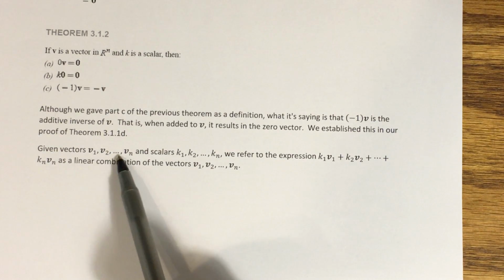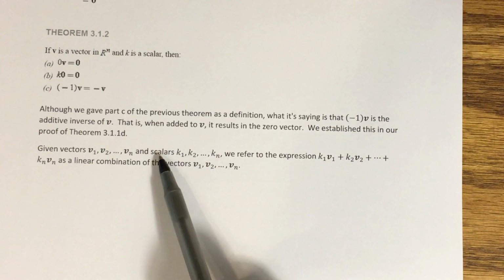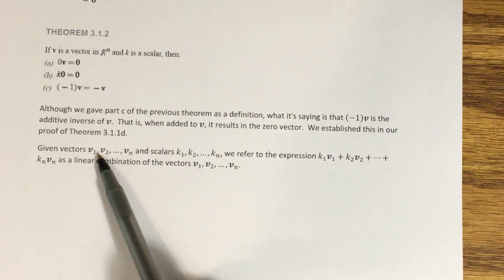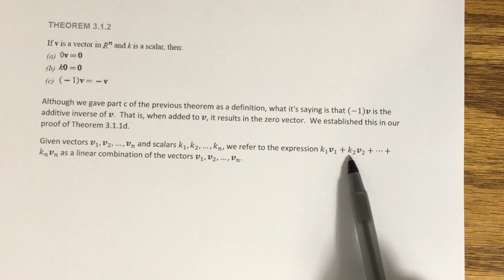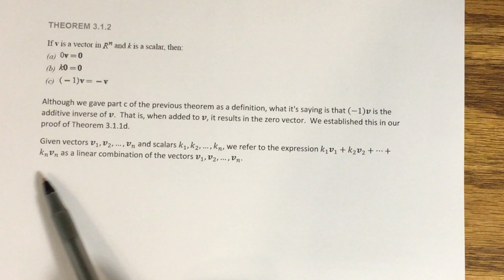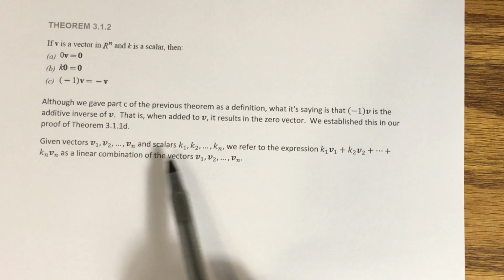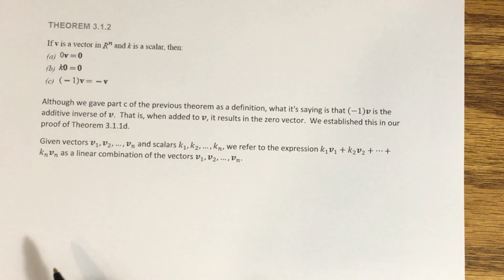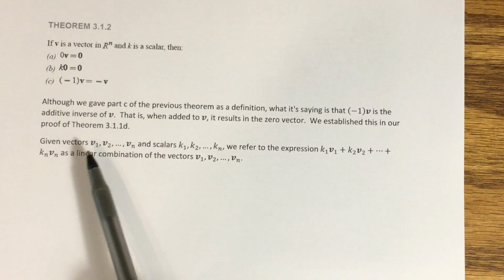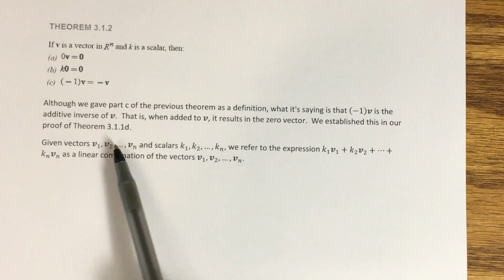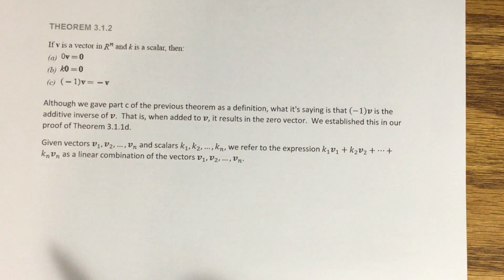So if you have a set of vectors, v1 through vn, and if you have a set of scalars, same number of scalars as vectors, k1 through kn, then the expression k1v1 plus k2v2 plus so on and so forth is called a linear combination of the vectors in that original set. So in other words, a linear combination is a sum of these vectors after they've been scaled by something. Okay, really important term for our class, linear combination.